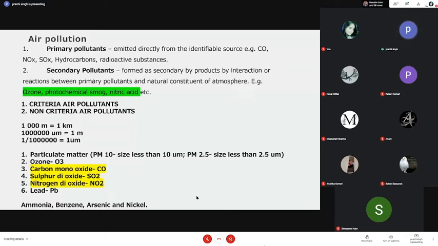Okay? Then of course sulfur oxides and oxides of nitrogen. Why are oxides of sulfur and nitrogen criterion air pollutants? Because they participate in acid rain and other reactions, like nitrogen oxide was participating in the formation of smog.